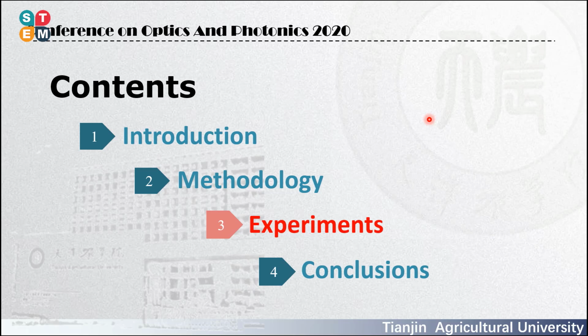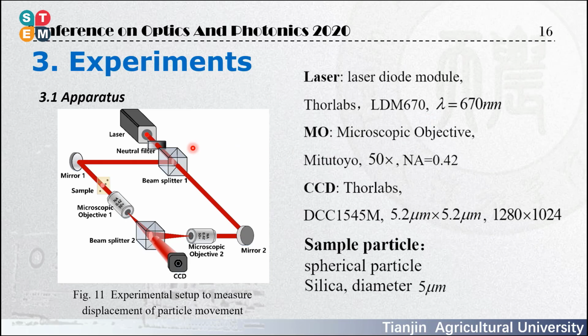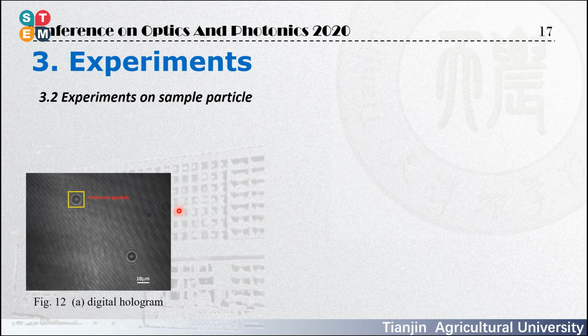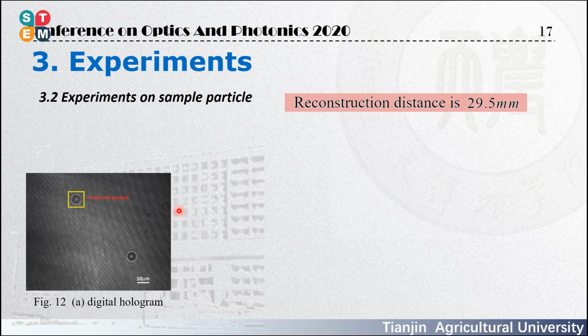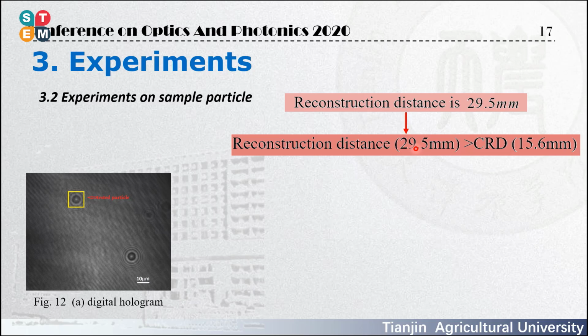We can verify our methodology by experiments. We use the apparatus shown in Figure 11. This is a classical off-axis digital holographic microscope. We get a digital hologram first of a particle. The tested particle is here. We use the angular spectrum reconstruction method to calculate the reconstruction distance, which is 29.5 mm. As we mentioned above, it is larger than CRD. Then we can know that the particle is an out-of-focus particle.